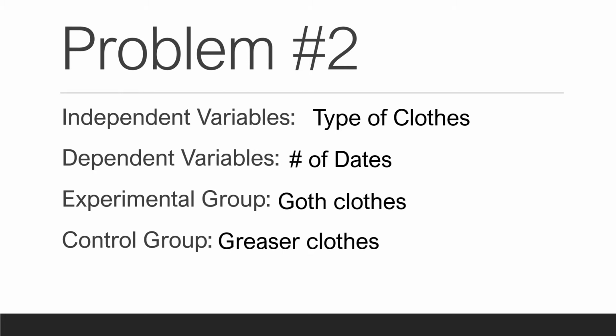Just to note, this experiment was pretty bad because there were more factors that come into play than just clothes. That's called the confounding variables. To name one from this example, personality could also affect the number of dates that these guys could get. So they didn't consider this when designing this experiment.